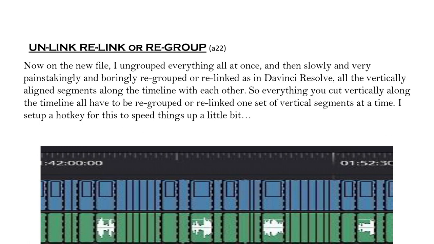Unlink, relink, or regroup. Now on the new file, I ungrouped everything all at once, and then slowly and painstakingly regrouped or relinked, as in DaVinci Resolve, all the vertically aligned segments along the timeline with each other. So everything you cut vertically along the timeline has to be regrouped or relinked one set of vertical segments at a time. I set up a hotkey for this to speed things up a little bit.